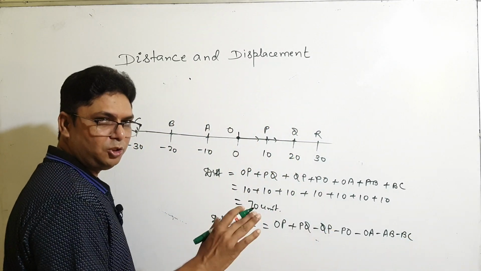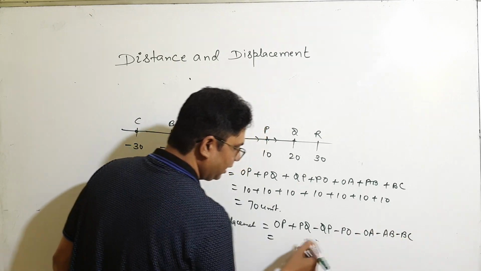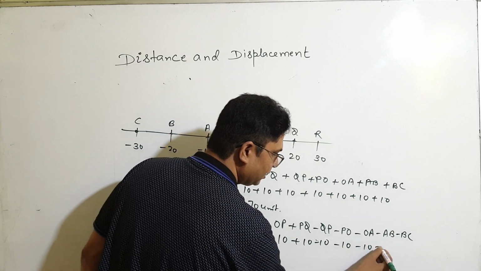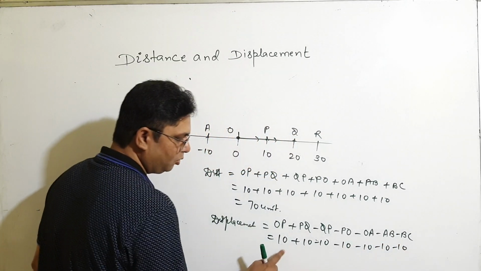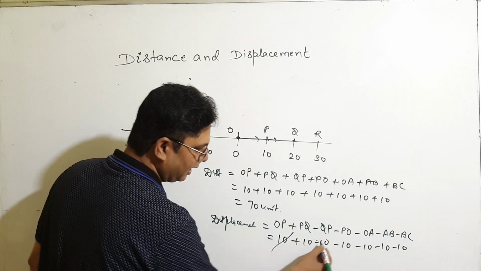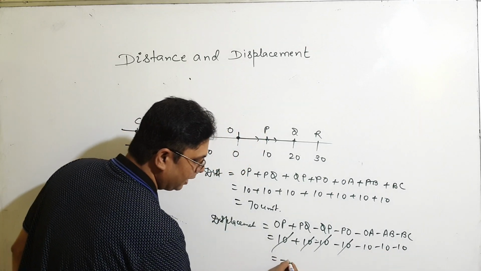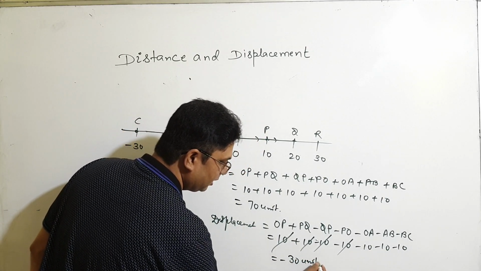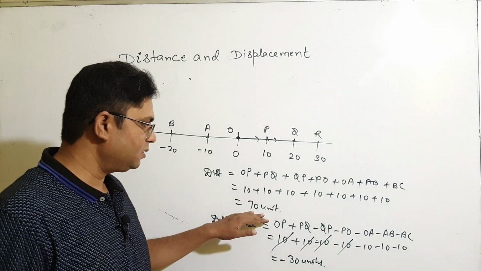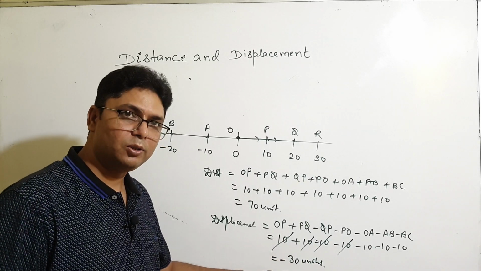Now write the magnitude values. So you have 10 plus 10 minus 10 minus 10 minus 10 minus 10 minus 10. You are seeing that this 10 will cancel, this 10 will be cancelled. So you have 10, 10, 10, 30, so minus 30 units. Thus, here you are seeing that distance is always positive. Displacement can be negative also.